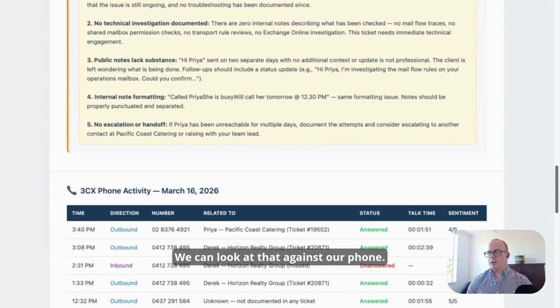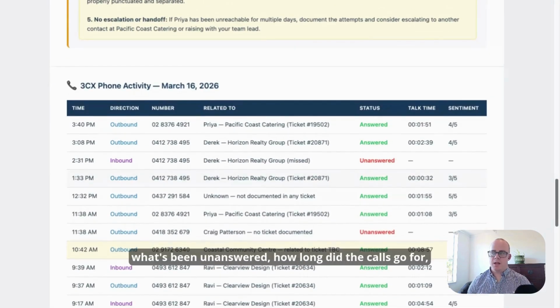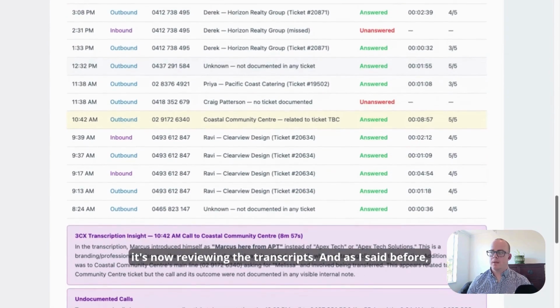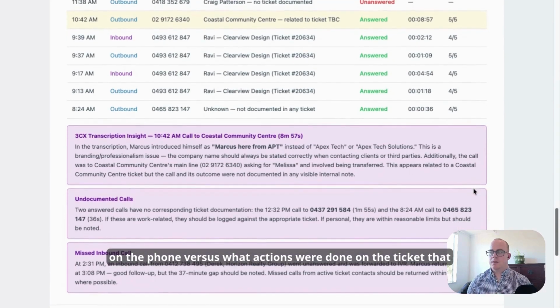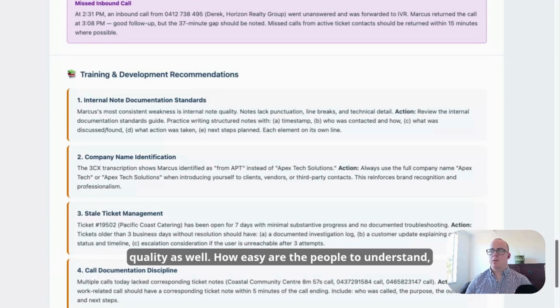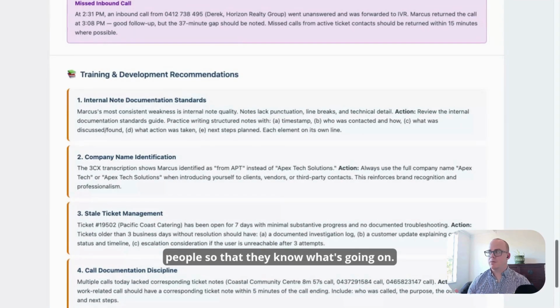We can look at that against our phone data. So in our instance, 3CX here, what's been answered, what's been unanswered, how long did the calls go for, what were they relating to as well. It's now reviewing the transcripts. And as I said before, it can correlate what was said on the phone versus what actions were done on the ticket. That allows us to review call quality as well. How easy are the people to understand? How easy are they to deal with? Are we providing the right level of guidance for non-technical people so that they know what's going on?